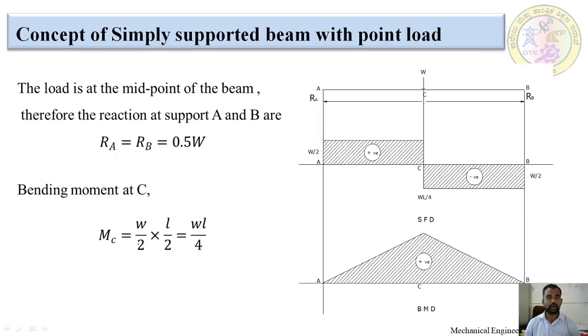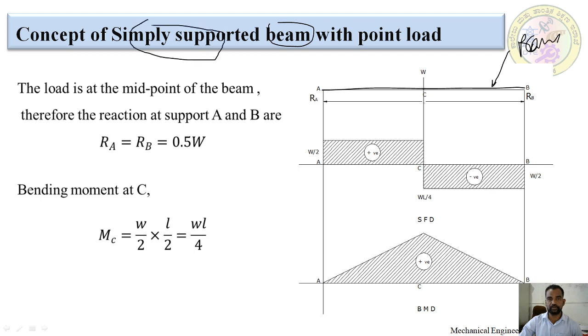Now we come to the concept of simply supported beam with point load. I am going to introduce this diagram. We have support A at the left, support B at the right, and one load on the beam at point C. This part from A to B we call the beam.